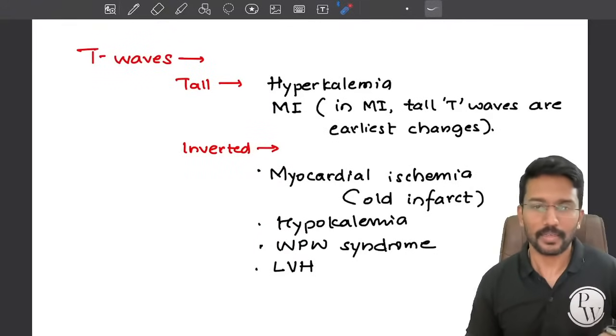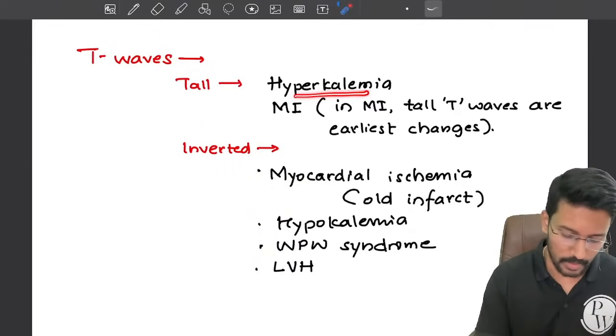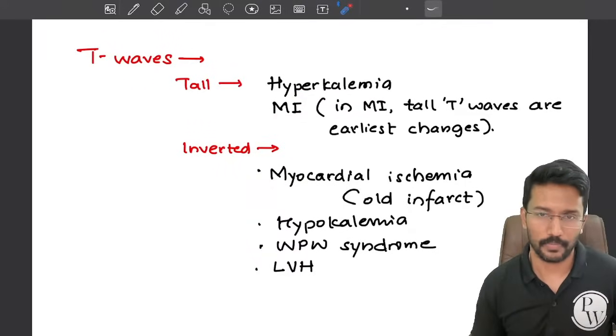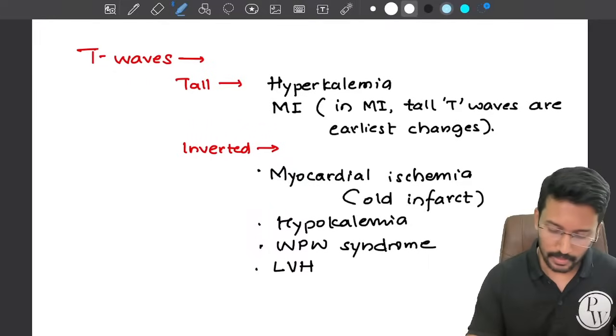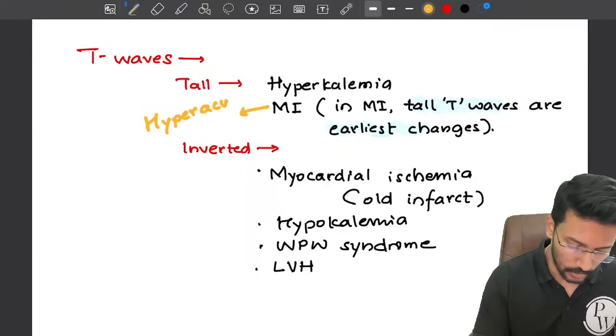Okay. Now what other ECG points do we need to remember? Just a few more, right? Tall T waves, where do we see them? We see them in hyperkalemia and MI. In MI, tall T waves are the earliest changes, and in that case we call these T waves hyperacute T waves. That is also an MCQ, where we see hyperacute T waves.